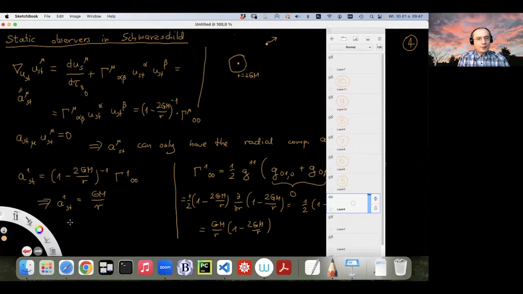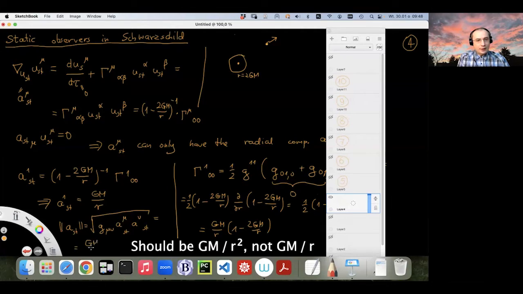Instead of calculating the components, let's try to calculate the magnitude of this vector, which is the square root of g_μν a^μ a^ν. That's a physically relevant quantity. And if we plug in this thing over here, what we get is GM/r². But then the 11 component of the metric tensor, or rather its square root, contributes (1 − 2GM/r)^(-1/2).